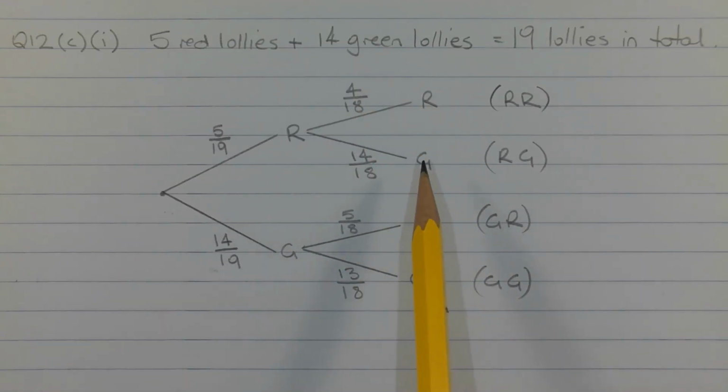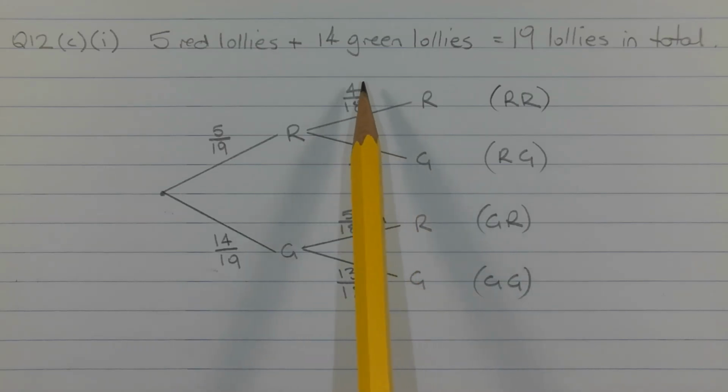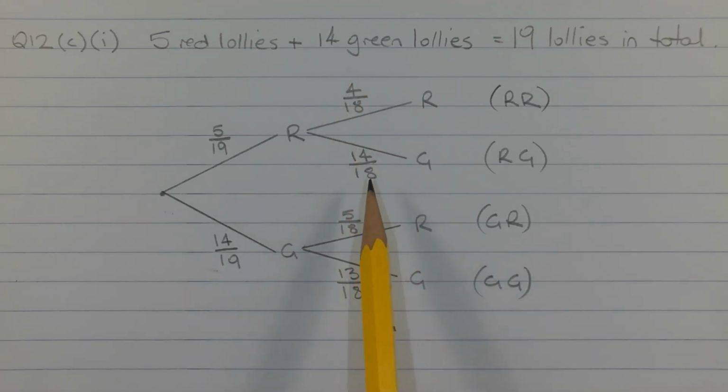And the probability of green in our second draw is the complement of 4 over 18, which is 14 over 18. And this makes sense since there are still 14 green lollies left in the jar. Now, if we've chosen a green lolly in our first draw, the probability of choosing red in our second draw is 5 over 18, and the probability of choosing green in our second draw is 13 over 18.